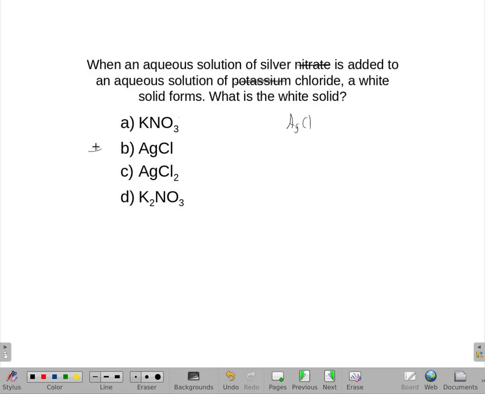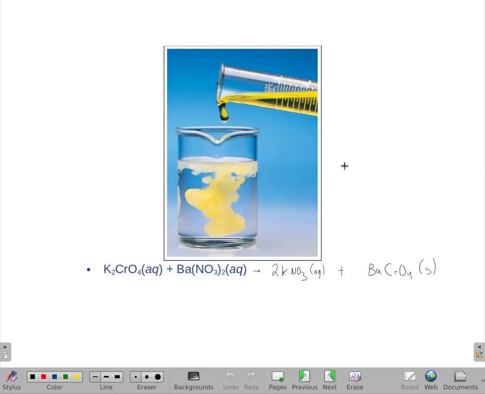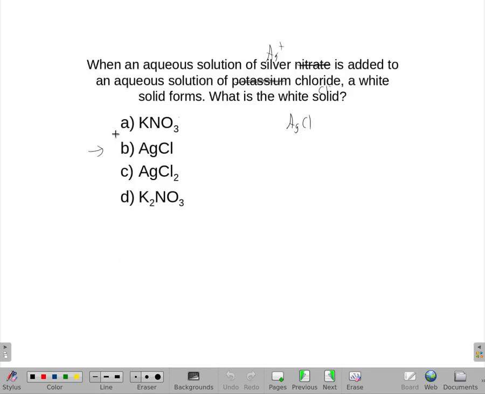That is this thing right here. Ag is a +1 ion, Cl is a -1 ion, so it does give me AgCl. I just have to know, is that one of our exceptions for chlorides? And when we get a little more comfortable with the rules, we will remember Ag+ is one of our exceptions. So this white precipitate is silver chloride.